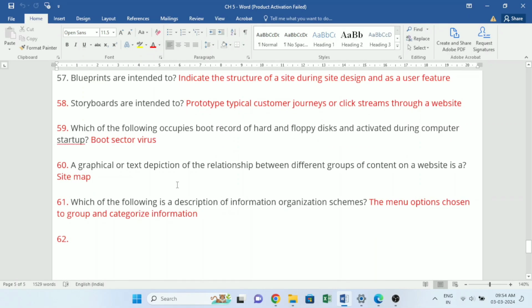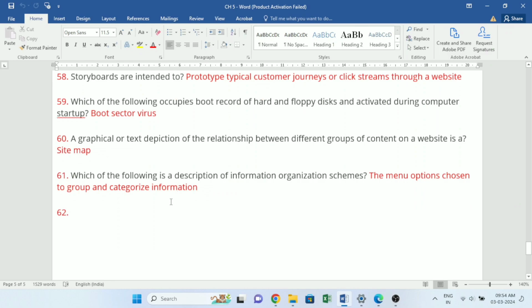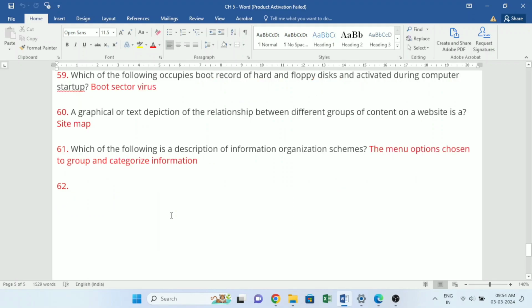59. Which of the following occupies boot record of hard and floppy disks and activated during computer startup? Boot sector virus. 60. A graphical or text depiction of the relationship between different groups of content on a website is a sitemap. 61. Which of the following is a description of information organization schemes? The menu options chosen to group and categorize information.